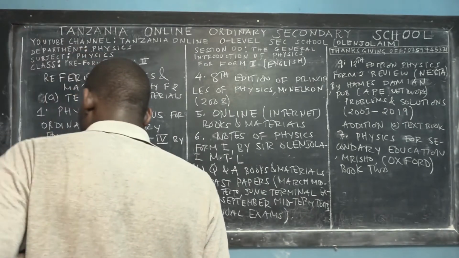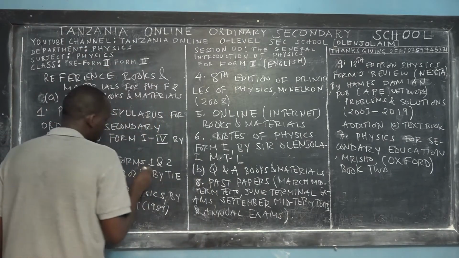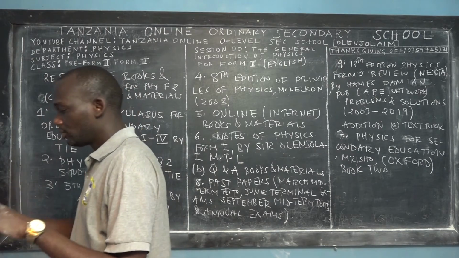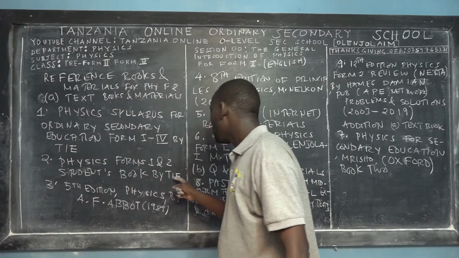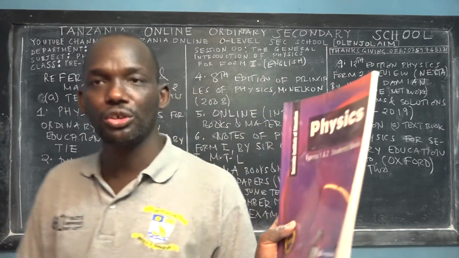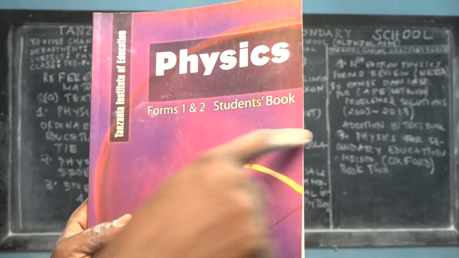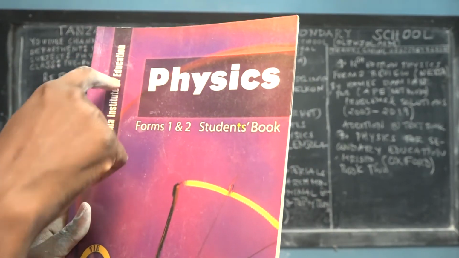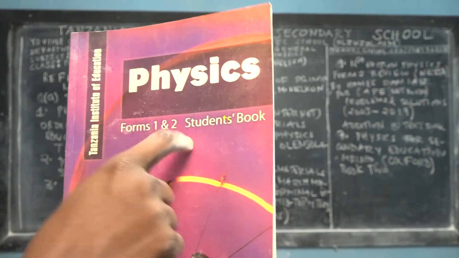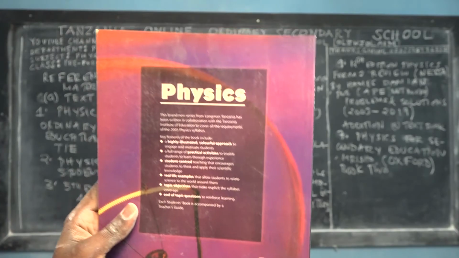Okay, the second reference book is called Physics Now for Form 1 and Form 2. This book has been prepared as students' books by Tanzania Institute of Education. Let me show you directly, right? So this is the book, which is Physics Form 1 and 2 students' book. I showed you also in the introduction. It is prepared by Tanzania Institute of Education, Form 1 and 2 students' book, right? And then this is the side view, and this is the back view, you see?